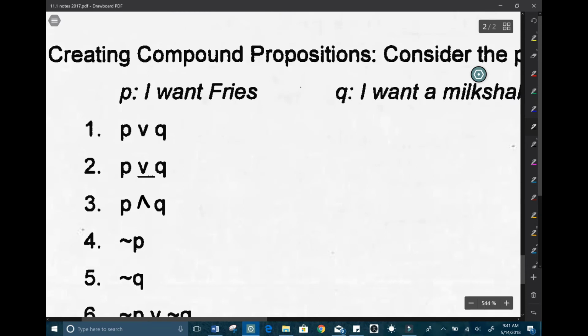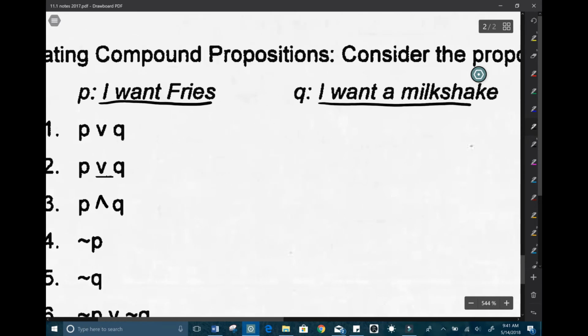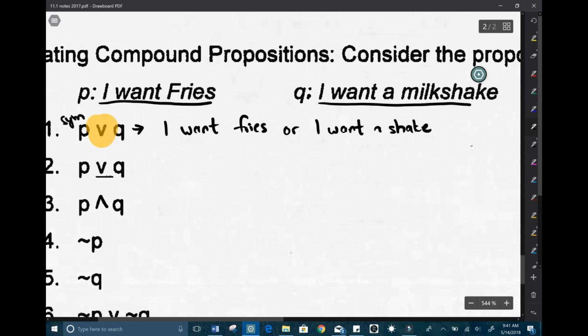Creating compound propositions. Okay, so now we are going to be taking the logical statements, P and Q, and we're going to take these symbolic logics and convert it into words. So first we have, I want fries. And you'll want to get comfortable with what these symbols mean. This here is or, I want a shake. And since it's the inclusive or, you could say or both.